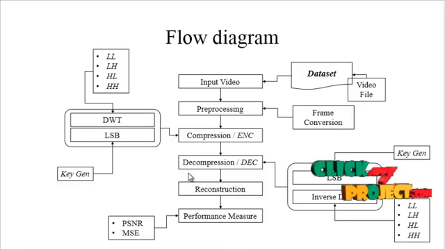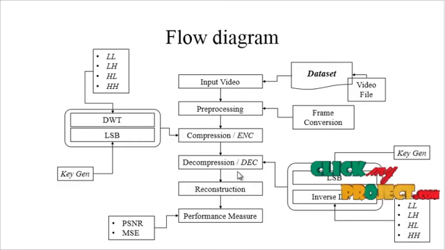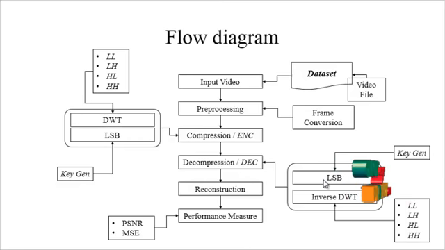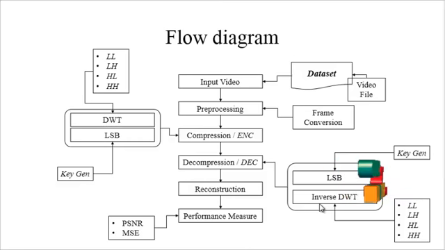After the compression, we have to do the decompression and decryption by means of the inverse process of the LSB as well as the inverse process of the DWT. As in the encryption, in the decryption part also we have to give the image and the key as input for the LSB to decrypt the image. After the decryption, the decompression will be carried out using the inverse discrete wavelet transform. After the decompression part, the reconstruction will be carried out to reconstruct the image to its original quality.